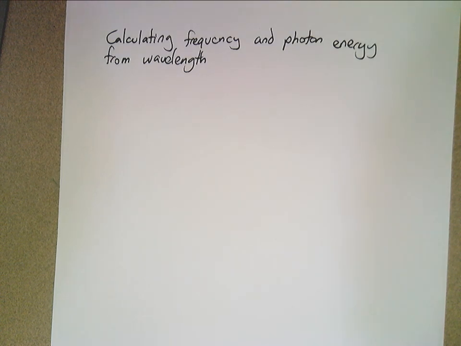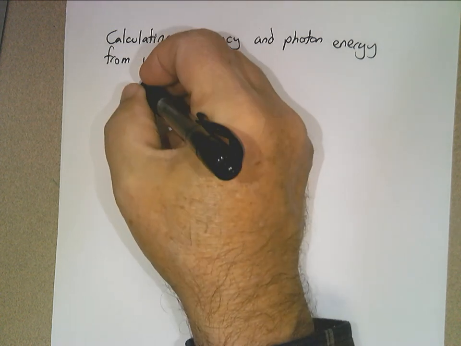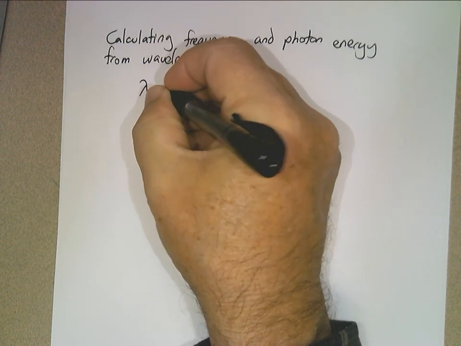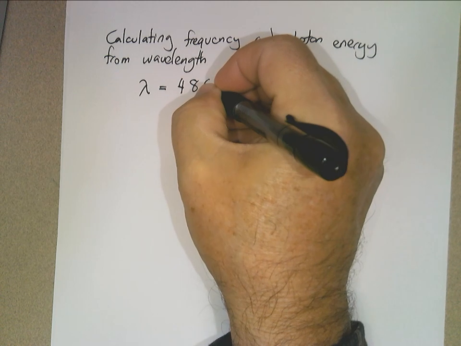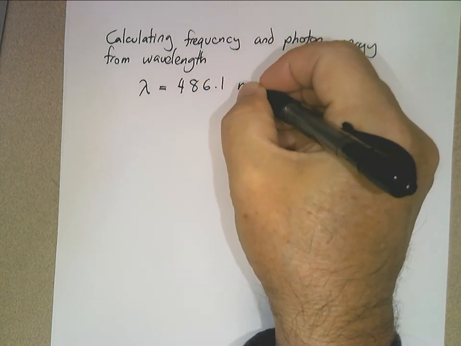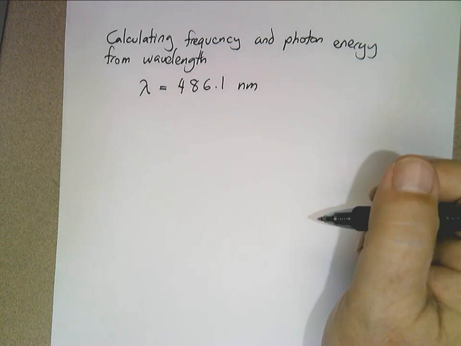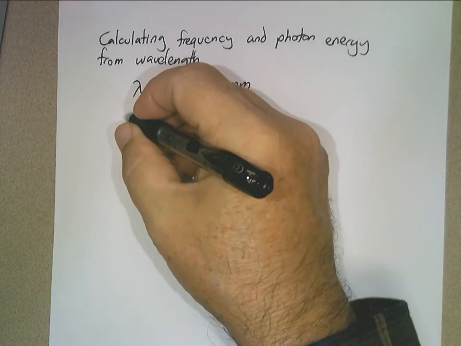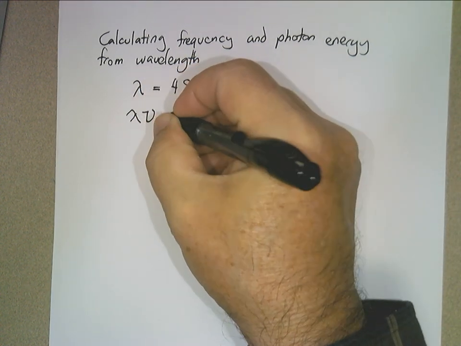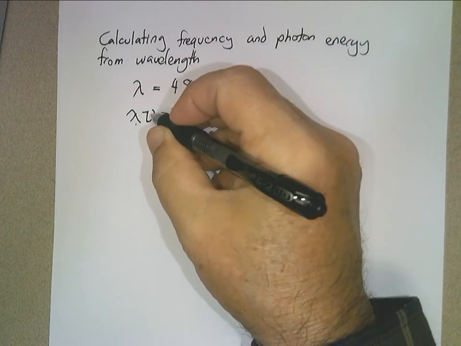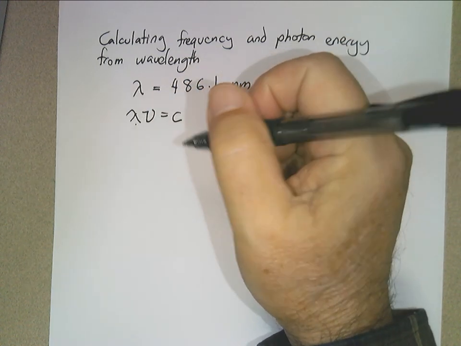Suppose you have a particular wavelength. For example, suppose your wavelength is 486.1 nanometers, and you want to get a frequency from that. The relationship between frequency and wavelength is wavelength times frequency equals the speed of light.